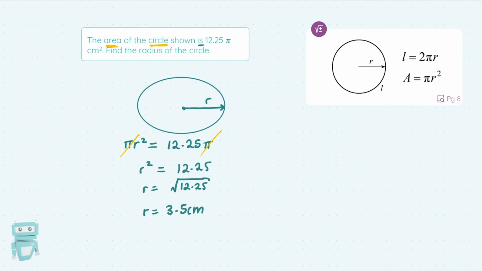And that's it. So there, we just had to change our English into maths, and we've seen in both of these questions the difference in terms of pi and giving it to the nearest whole number.